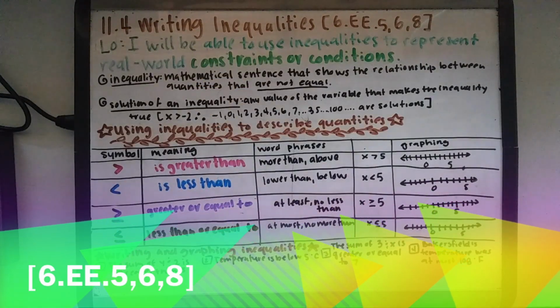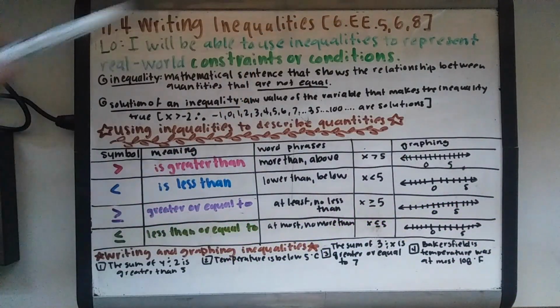Okay, so it's 11.4. We're going to be writing inequalities. That's your standard, and your objective is to be able to use inequalities to represent real world constraints or conditions, okay? Or limitations, if you want to say it that way. So, two vocabulary words: inequality.